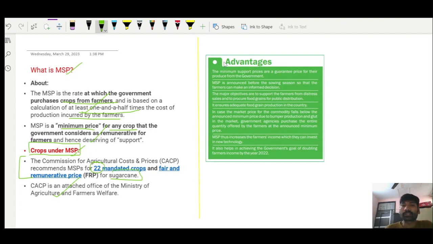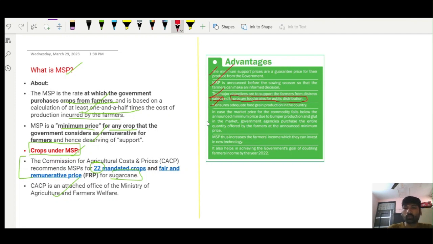So let's look at some of the advantages of the MSP. The minimum support prices are a guarantee of price for the produce from the government. This is not a legal guarantee, but it is a guarantee by the government on the produce of the farmers. So already we have discussed this. MSP is announced before sowing season so that farmers can make an informed decision. The major objective is to support the farmers from distress sales, right? For example, if markets are volatile, if agricultural products dump the markets, then the prices of commodities will automatically reduce. So therefore, MSP protects farmers from distress sales, and this is a major source of procurement for the public distribution system, for subsidized food grain distribution through the public distribution system to the people who are below the poverty line.